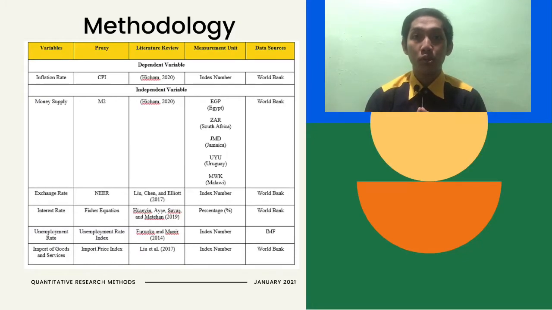Here, there are 5 hypotheses of the relationship, which consist of a null hypothesis and an alternate hypothesis. Moving to the methodology part, we need to look at each variable and its proxy. The dependent variable is inflation rate with the proxy CPI, or Consumer Price Index. The first independent variable is money supply with the proxy M2.